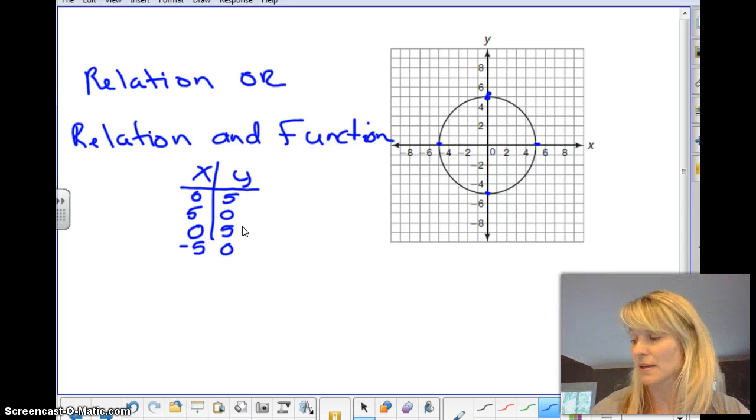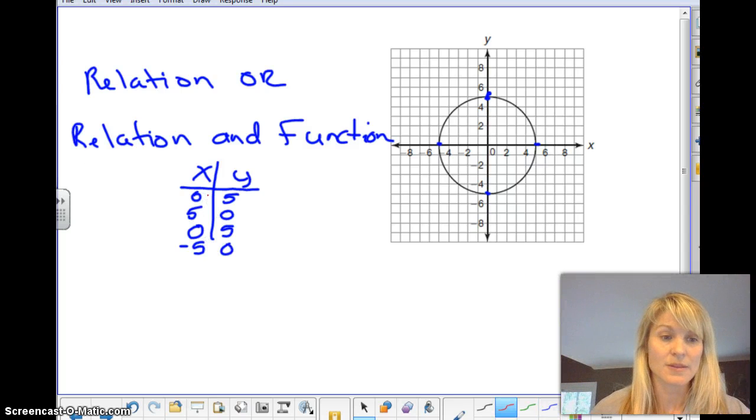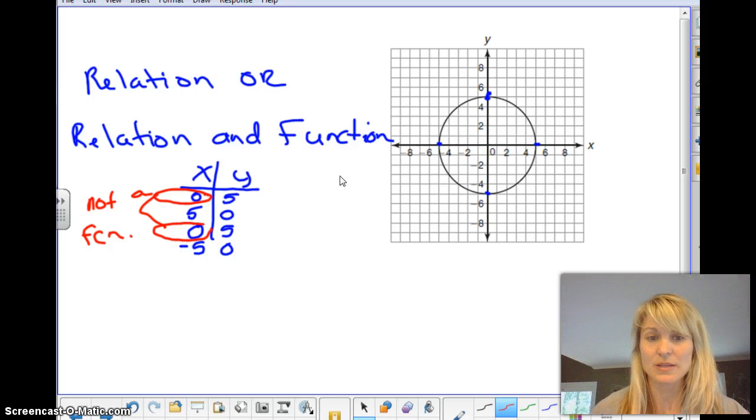Okay, so I can see here, I have x is 0 and x is 0. This makes it not a function. And function can be abbreviated as FCN. Because my x's repeat here, it is not a function, it's just a relation.